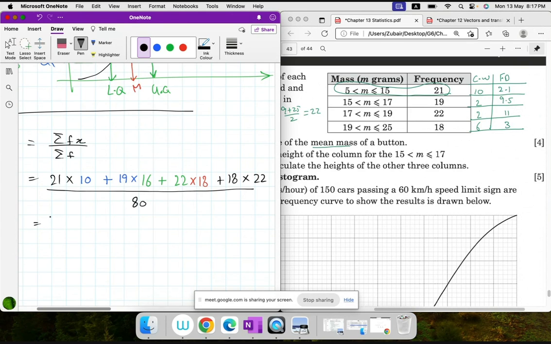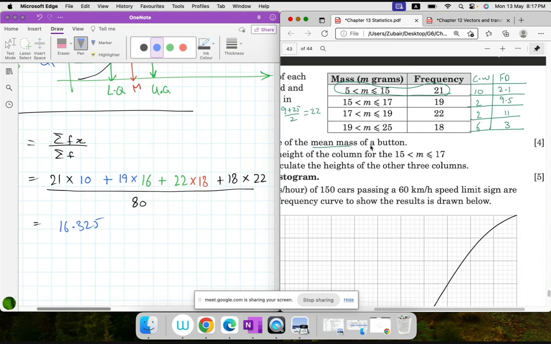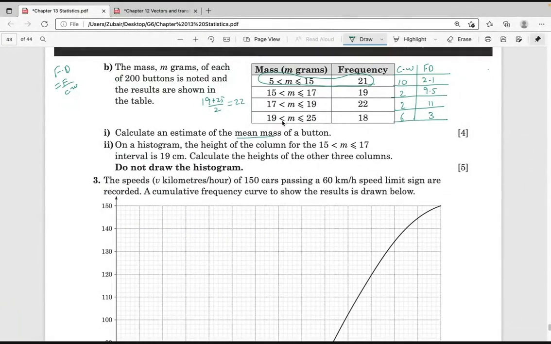Just a second, we'll double check. Say that again, Haris. 16.325. The mean mass of the buttons is 16.325.